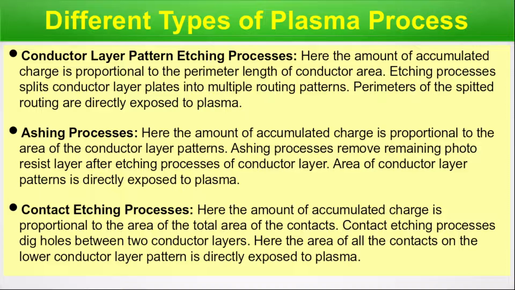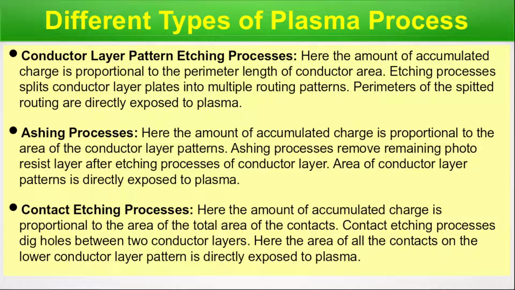Next, contact etching process. Here the amount of accumulated charge is proportional to the total area of the contacts. Contact etching process digs holes between 2 conductor layers. That means we have a metal 1, metal 2 stack, right? We have to dig a hole through it to make the via, right? So a particular etching process is used. Here the area of all the contacts on the lower conductor layer pattern is directly exposed to the plasma.